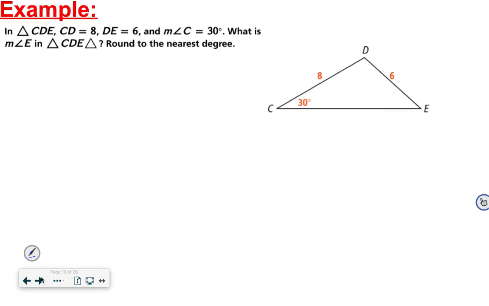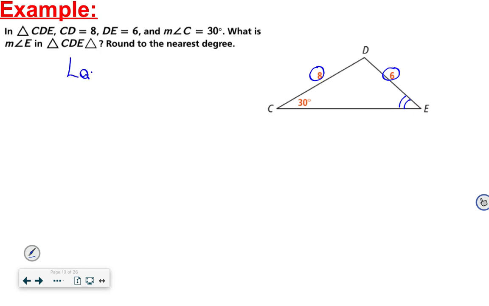Next, in the triangle CDE, the length of the CD is 8, the length of the D is 6, and measure angle C is 30. What is the measure of angle E here? And find the answer to the nearest degree. All right.